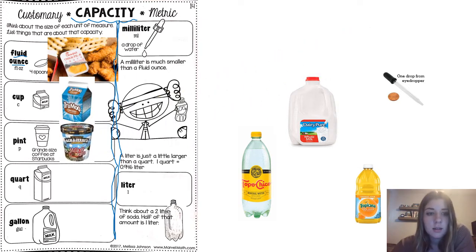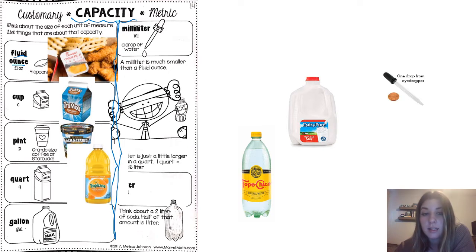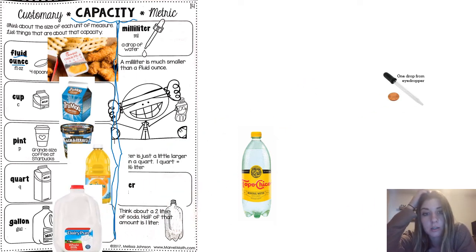Pint, so 2 cups equal 1 pint, and so that's a pint, like one of those little personal size ice creams. A quart is going to be like a mid-size orange juice, not the biggest one you can get, but like the medium one. And then if you put 4 of those orange juices together, those quarts, you get a gallon. And we're going to use our big jug of milk here to represent.